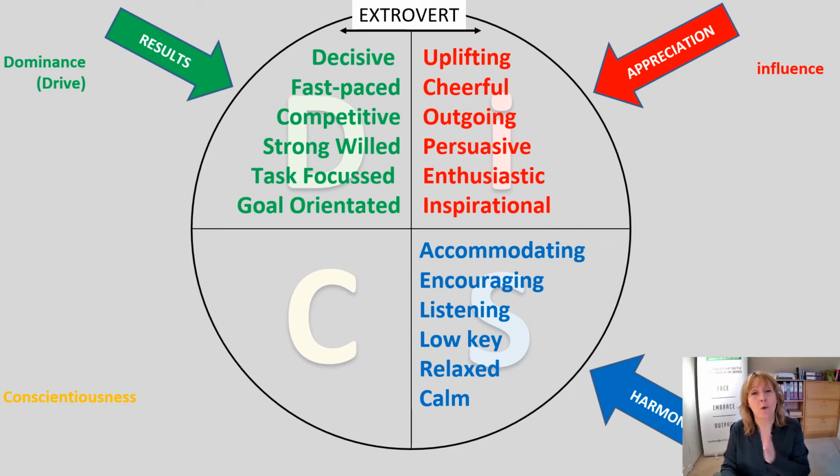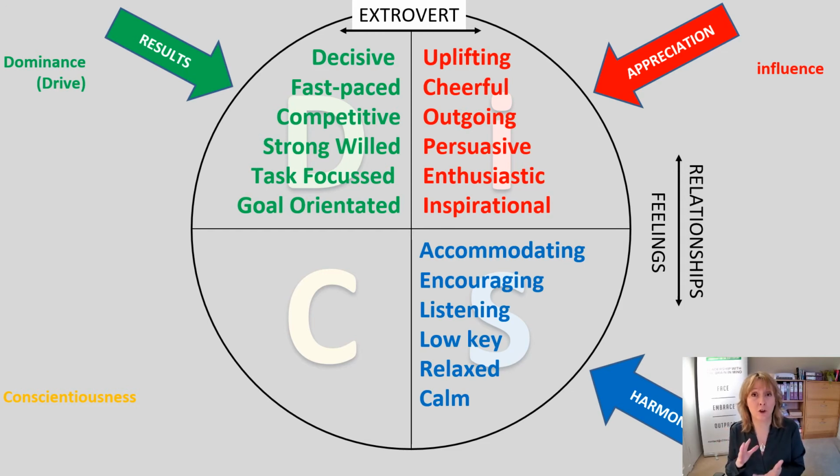When we look then at the right hand side of the circle, the red and the blue, so that's the I for influence and the S for steadiness, what we see here is behavioural styles that are focused mainly on people or relationships, so that's the priority lens through which they see things. They're also very aware of their own and other people's feelings, and they'll take account of that and their intuition in decision making.